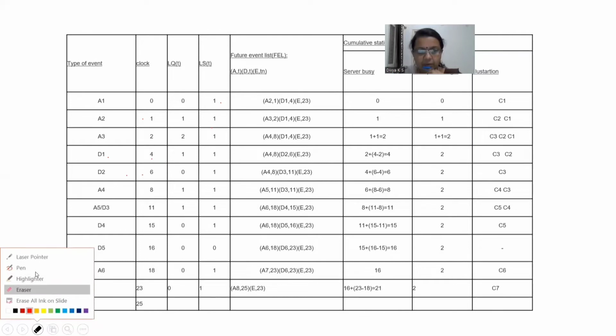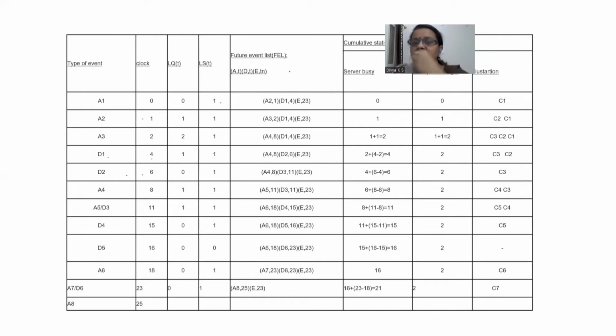Next we will go for the future event list, FEL. Why are we writing the FEL? Because the algorithm is telling you how to write the FEL, and I have to follow that only. The future event list contains three components: the arrival component, the departure component, and the ending component.